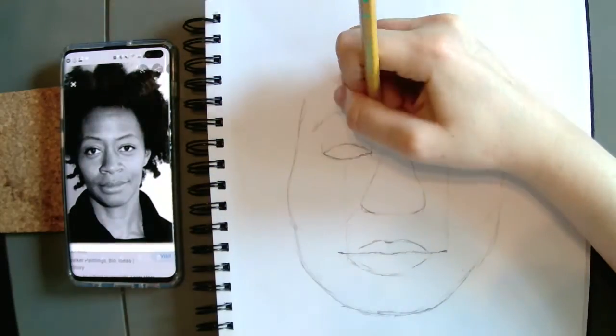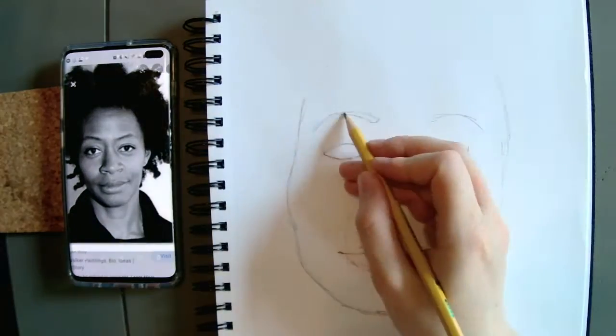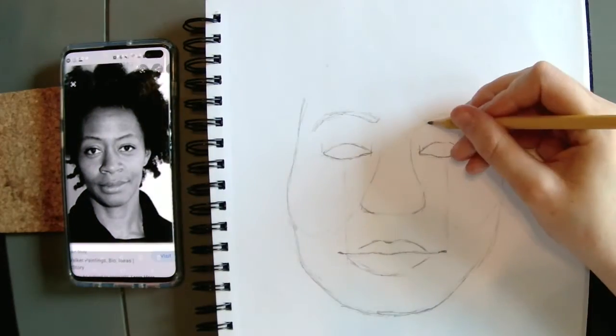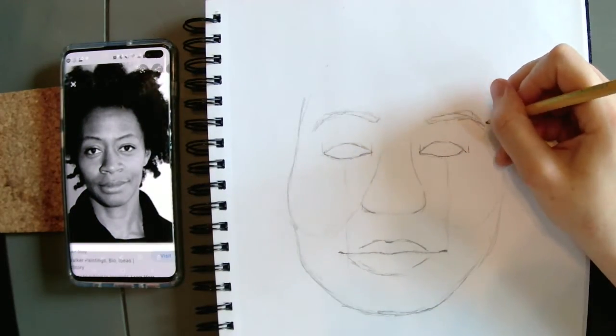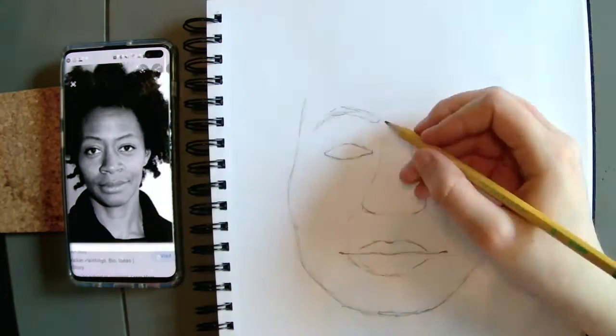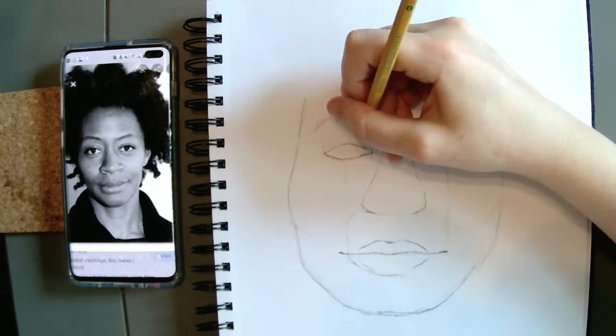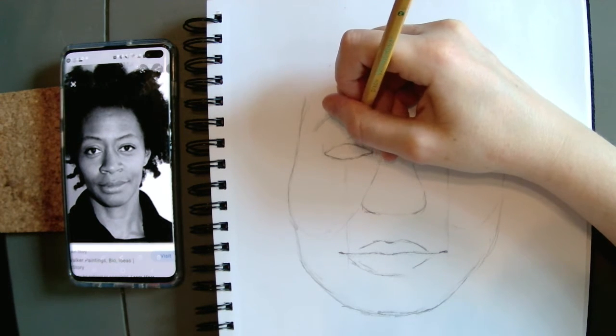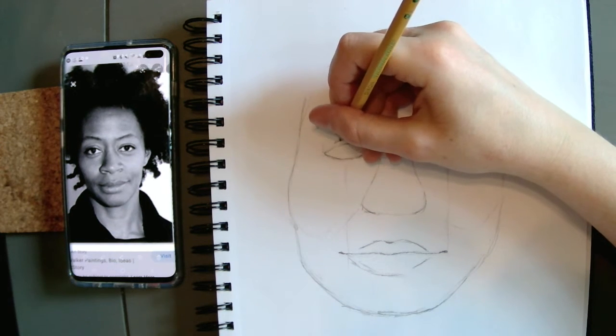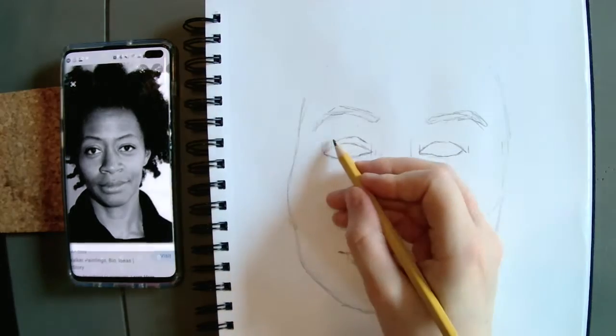How big is her forehead? How big is her chin? How wide are her cheeks? And then after I figured that out, I went in and placed some eyebrows, and again I'm looking at the space from the top of her eye to the eyebrow and trying to leave the correct amount of space based on this picture that I have.